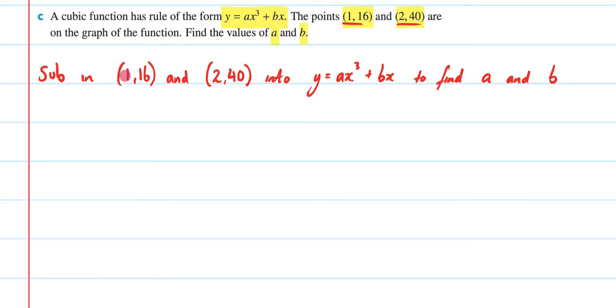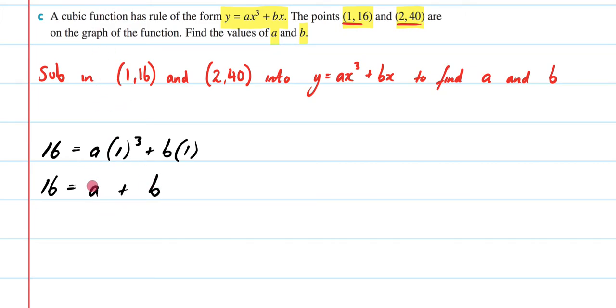So we're going to begin by subbing in (1, 16). So that means I'm going to put 16 here, and then I'm going to get a, and then every time I see x, I'm going to put 1 in. So 1 cubed plus b times 1. Then let's just tidy this up. This is going to be 16 equals a plus b. Very nice.